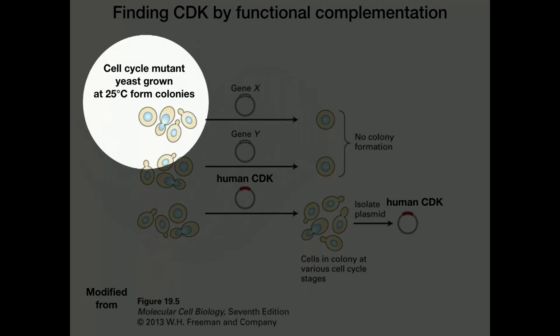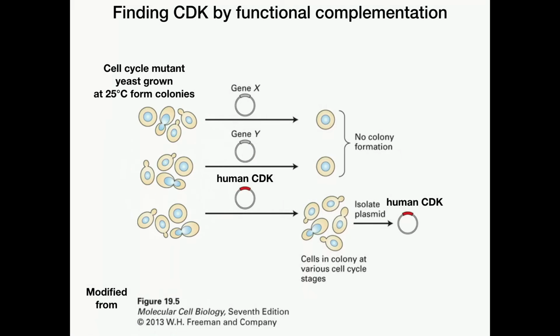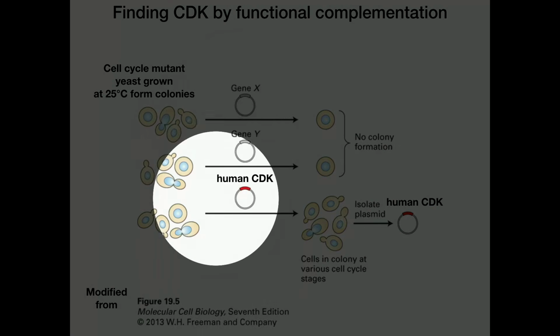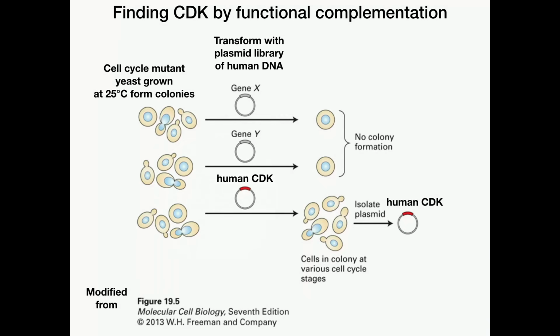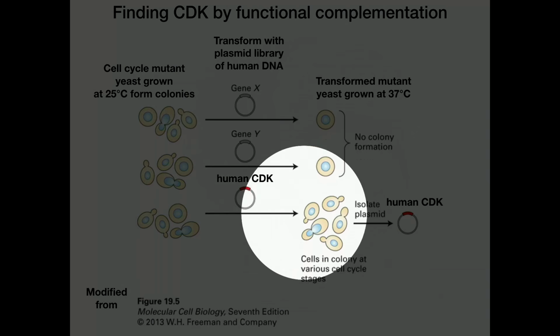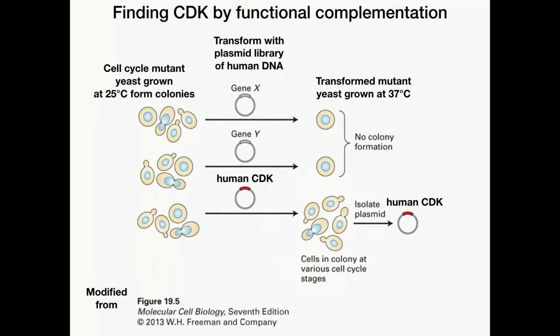Okay, so this just outlines the experiment here. At 25 degrees, these yeast mutants can grow and form colonies. And at that temperature, you can transform the yeast with different pieces of human DNA. Most of the human DNA is not going to be what you want. You're looking for the needle in the haystack. So most of these are not going to grow at 37 degrees. But you're looking for this guy here that gets the human CDK, and that restores the growth to this mutant strain. Okay? So voila, you get a colony of cells that are growing.